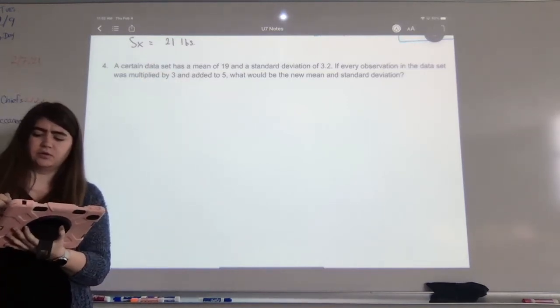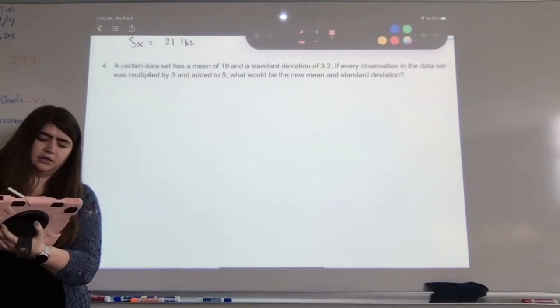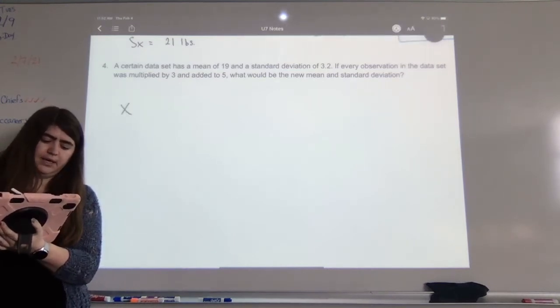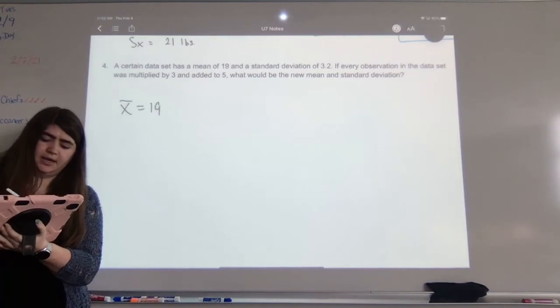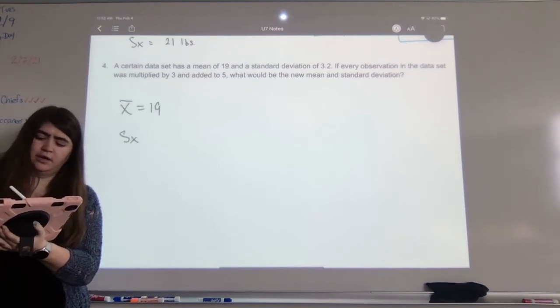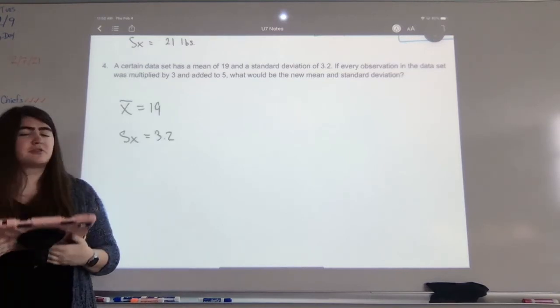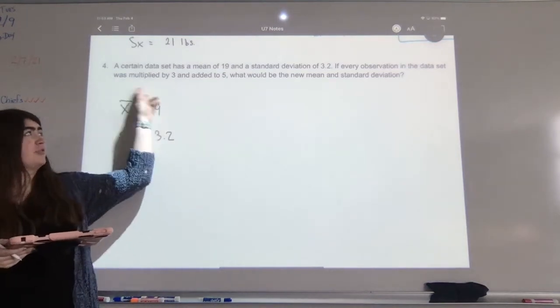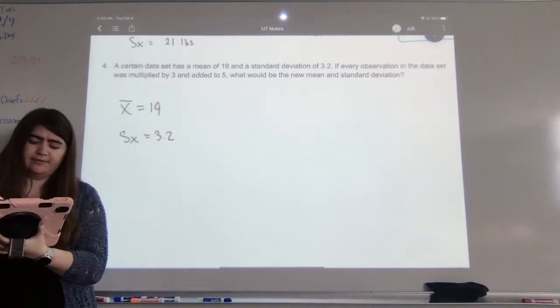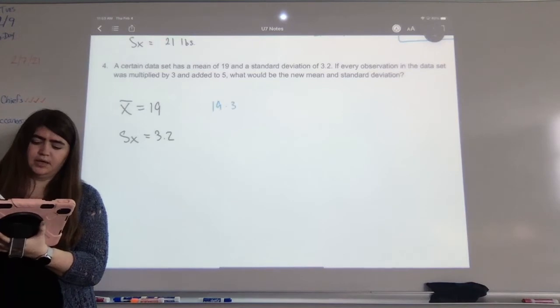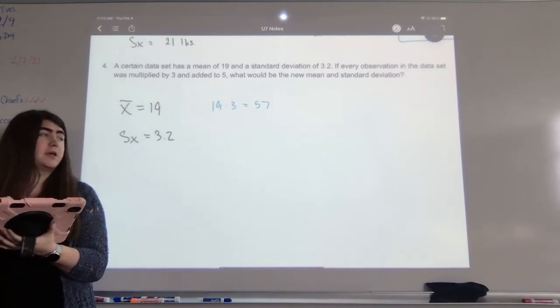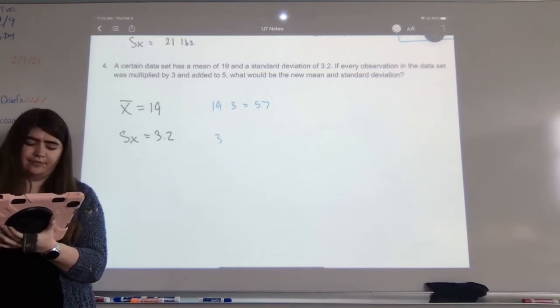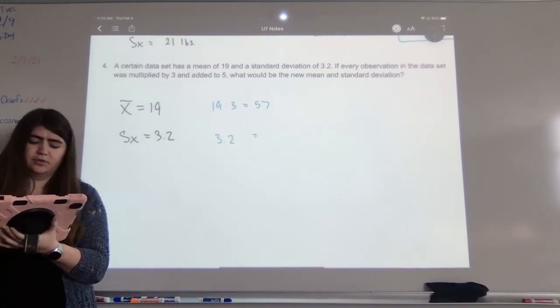So let's again record our original data here. I have my original mean of 19 and my original standard deviation of 3.2. So starting with multiplication, because that comes first in our instructions, I have 19 times 3, which is equal to 57. And the multiplication for standard deviation, I have 3.2 times 3, which is equal to 9.6.